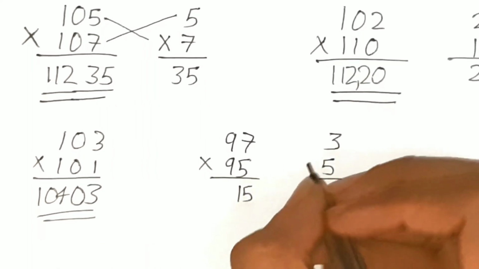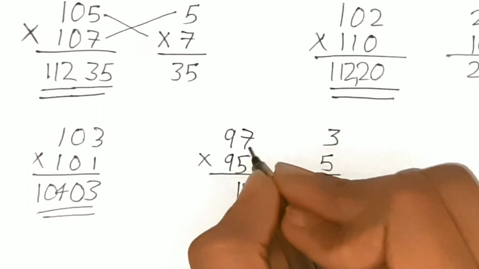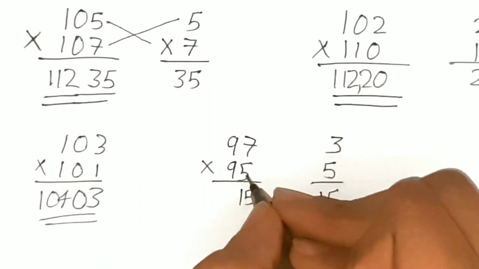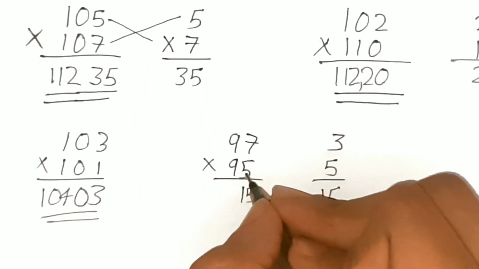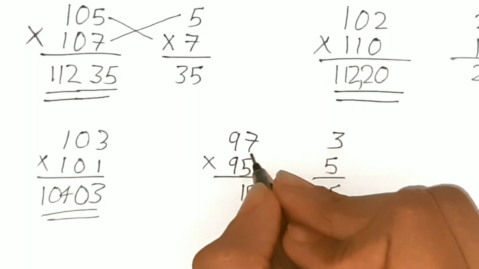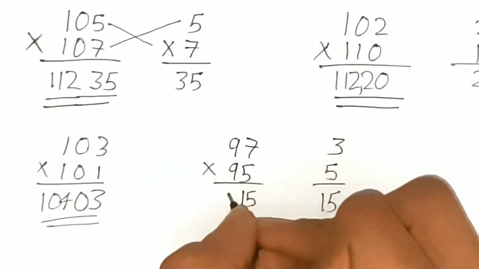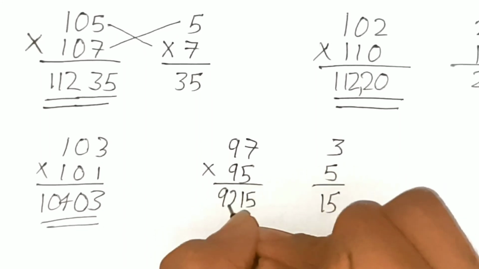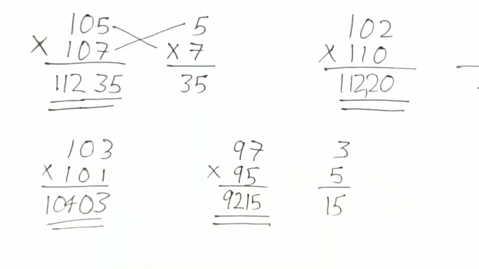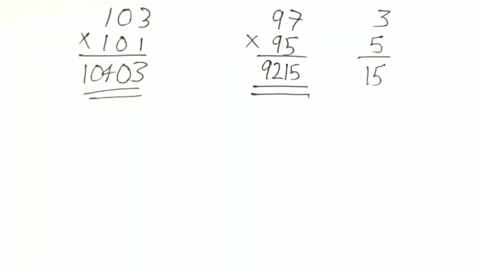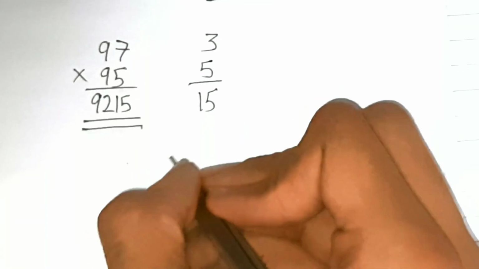Now what we'll do is cross subtraction. Instead of adding them, we'll subtract them. So we'll subtract 3 from 95, or we'll subtract 5 from 97. In both cases, you'd get the same answer. So on subtracting, we'll get 92. So 9215 is our answer. Really easy, right? Let's try some more.